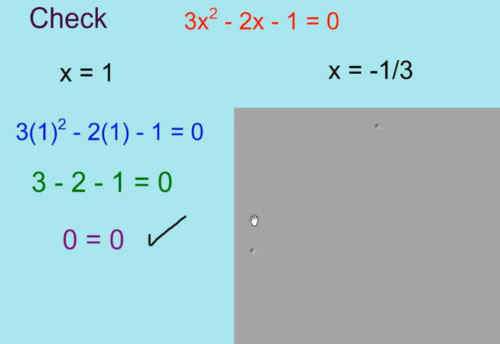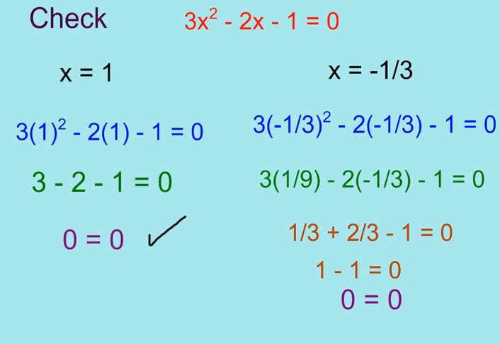And second of all, I'll put negative 1/3 in for x. And I get 3 times negative 1/3 squared minus 2 times negative 1/3 subtract 1 equals 0. Simplifying, I get 1/3 plus 2/3 minus 1 equals 0. And 1 minus 1 equals 0, and 0 equals 0. So again, I have shown that the second point indeed is a solution to our quadratic.